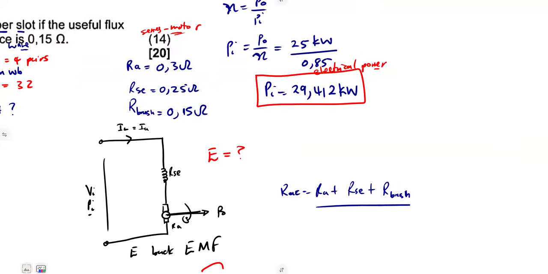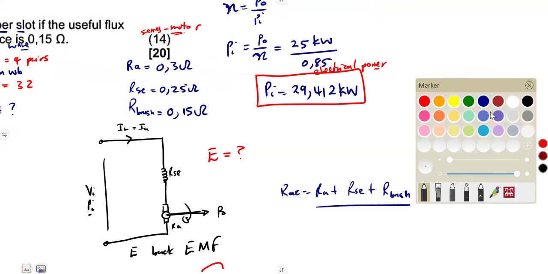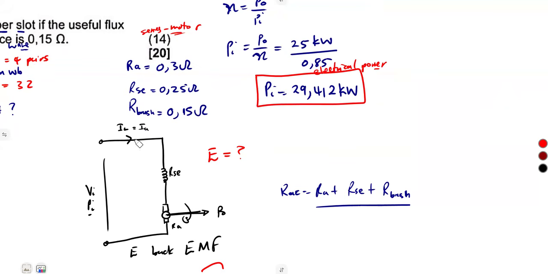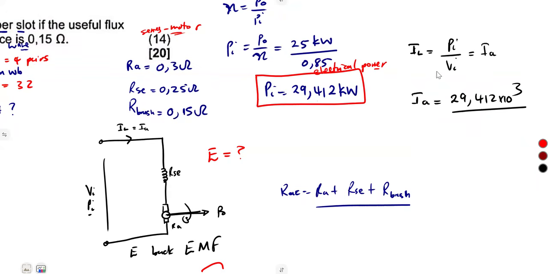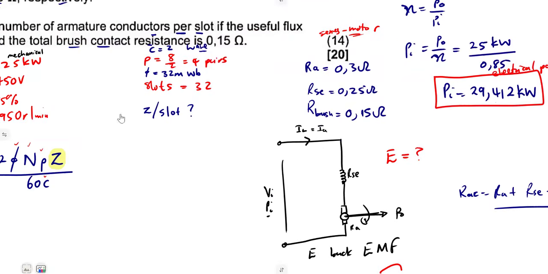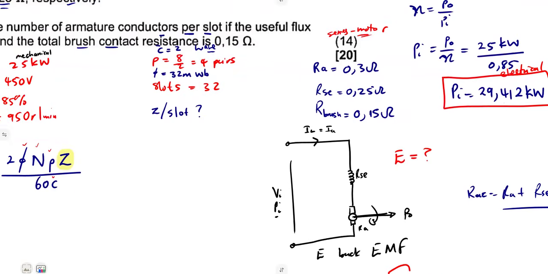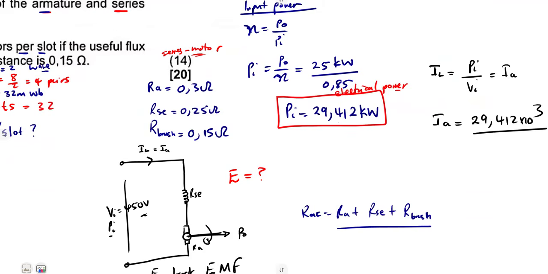So thus, we can determine the current now, which is the same as the armature current since they are in series. So the load current from power and voltage is simply input power over V in, and this is the same as our armature current. So our armature current was input power, 29,412 times 10 to the exponent of 3, over the voltage at the input, which is 450 volts. That is the idea, guys, just like that.